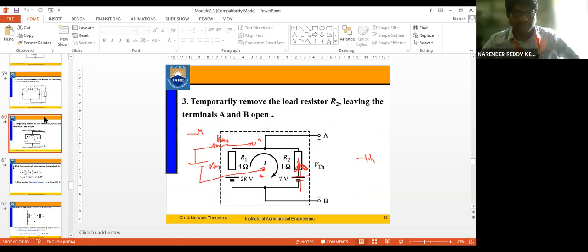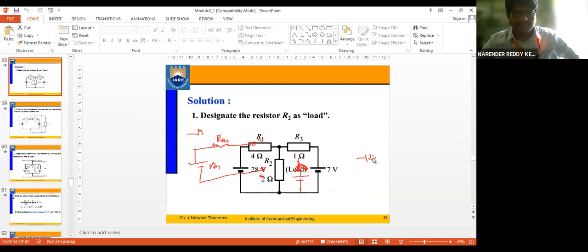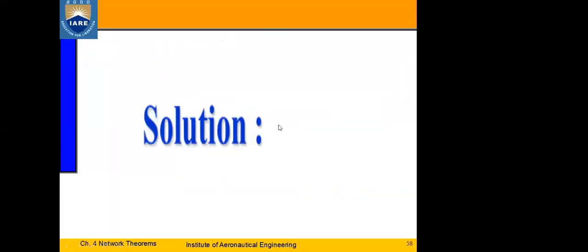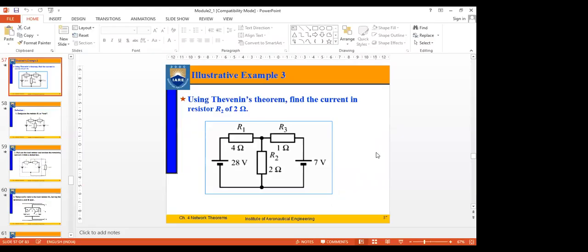Okay, let us take this example. Is the screen visible? Yes, sir. So I'll just go with this. Using Thevenin's theorem, find the current in resistor R2 of 2 ohms.